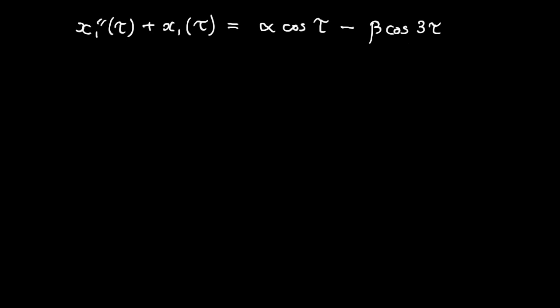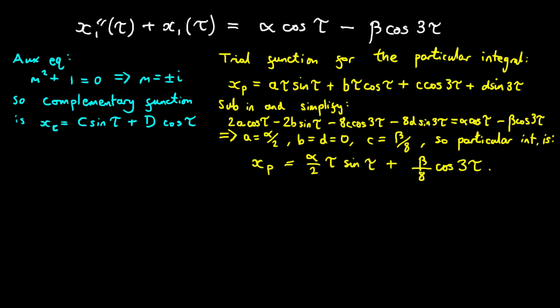So there's the equation again. Alpha and beta are just those constants that we wrote down earlier. So how do you solve such a problem? Well, you look at the auxiliary equation and get the complementary function first of all, and then you try and get the particular integral that deals with this right-hand side. So the auxiliary equation is m squared plus 1 is equal to 0.